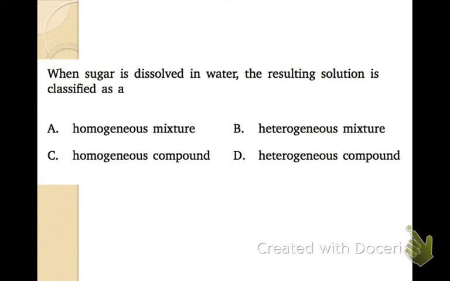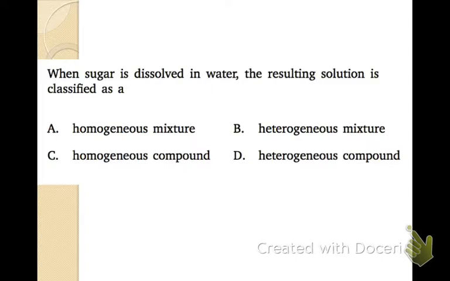When sugar is dissolved in water, the resulting solution is classified as... Alright, so we know that we have sugar and water. It's being dissolved. We can assume it's being fully dissolved as well. So if it's being fully dissolved, it's going to be uniform all throughout. Let's take a look at our answer choices.